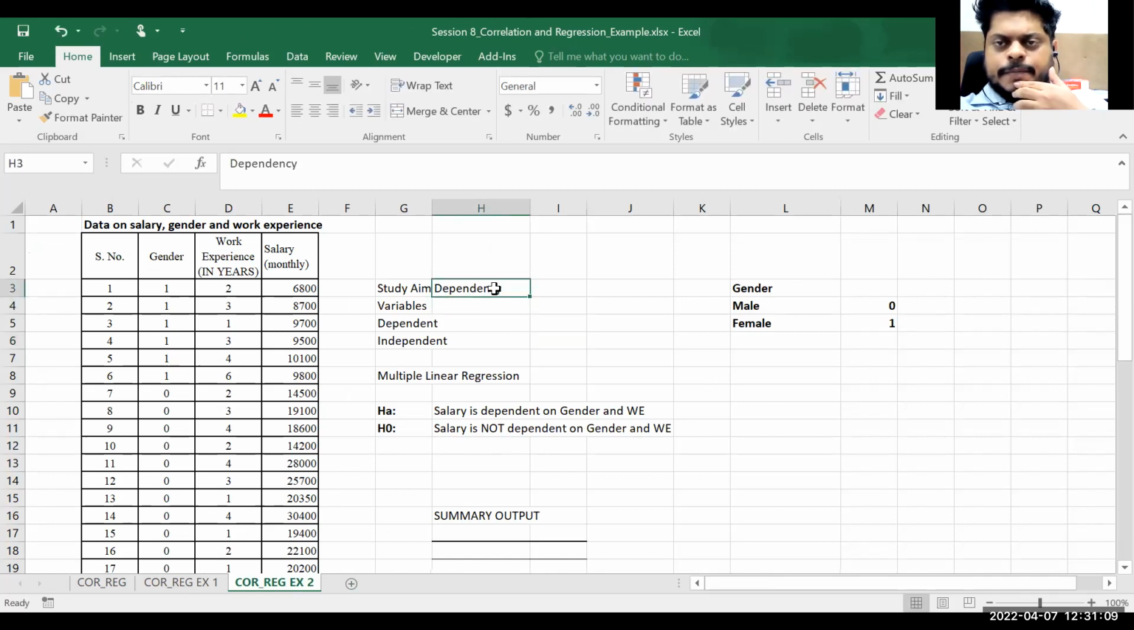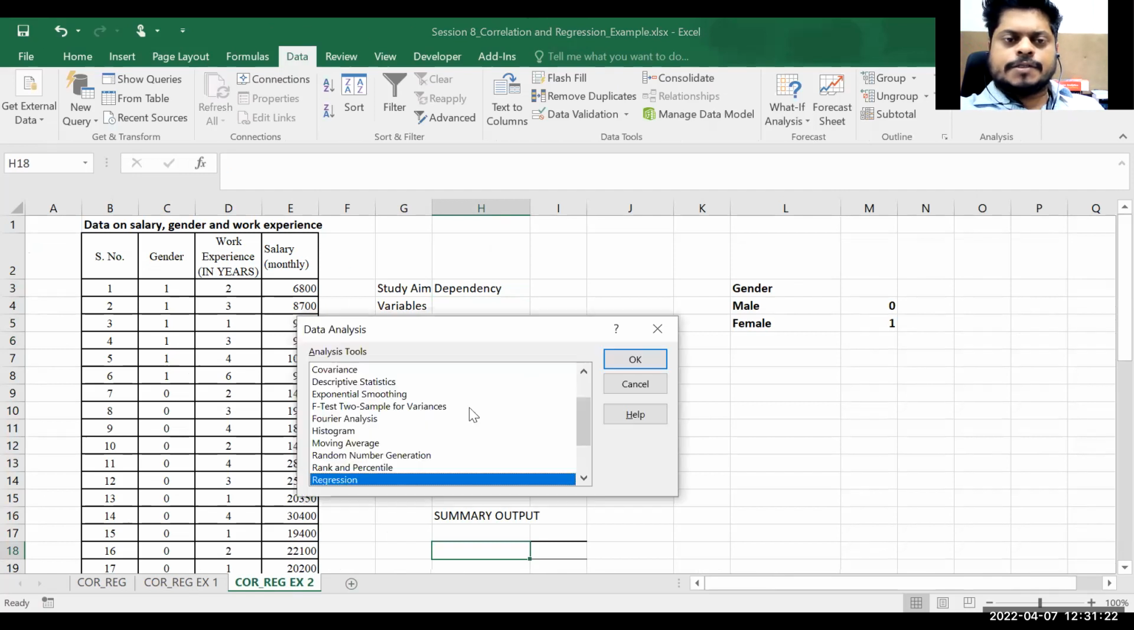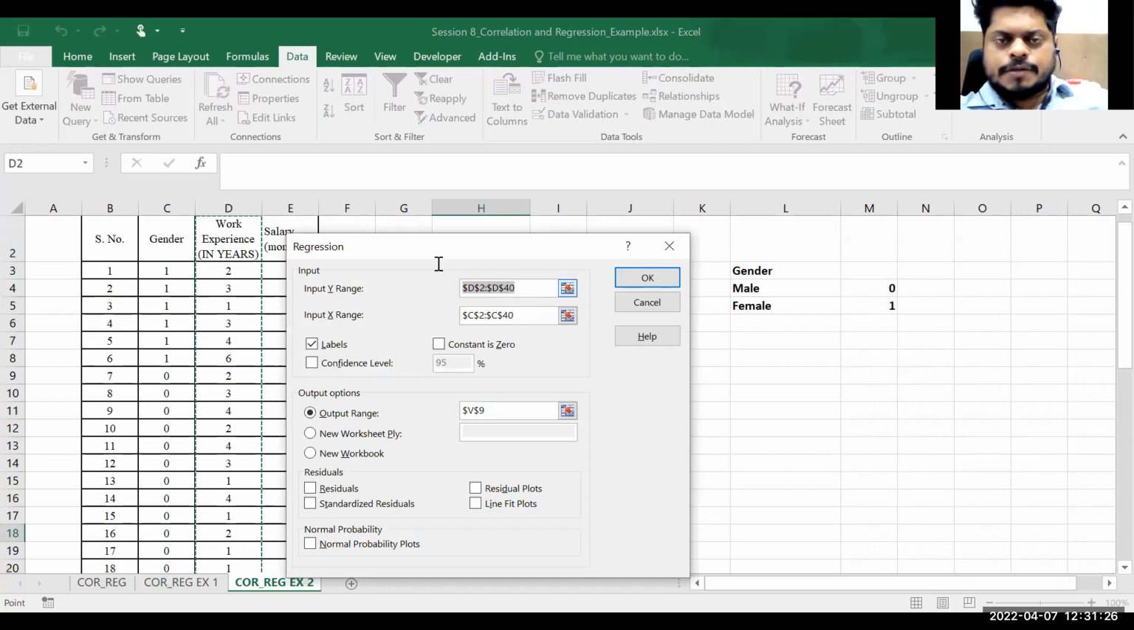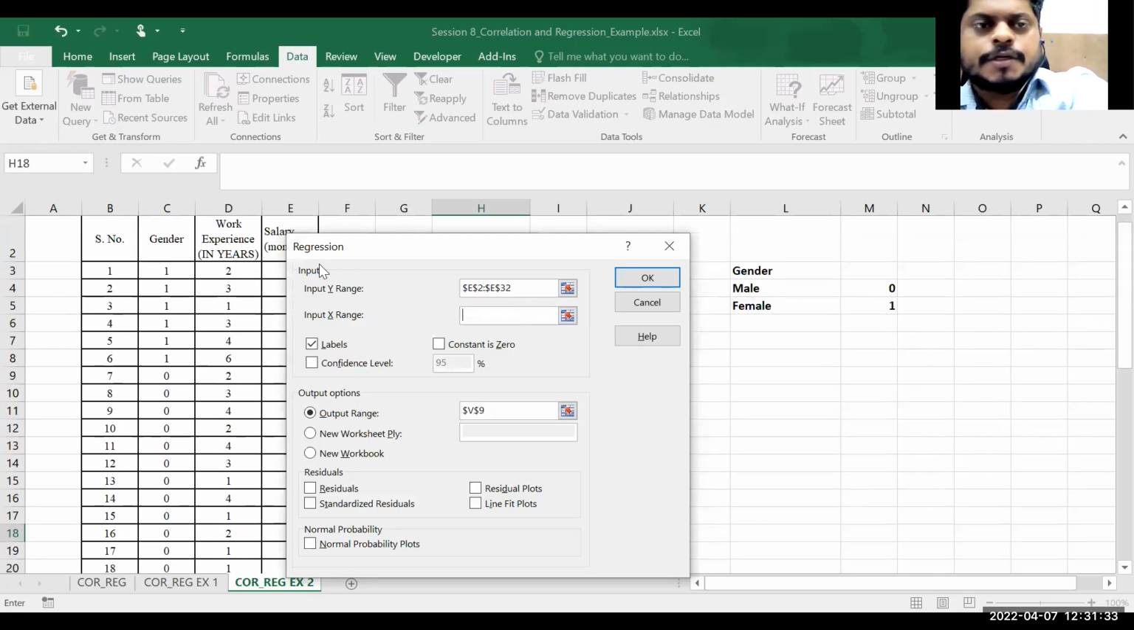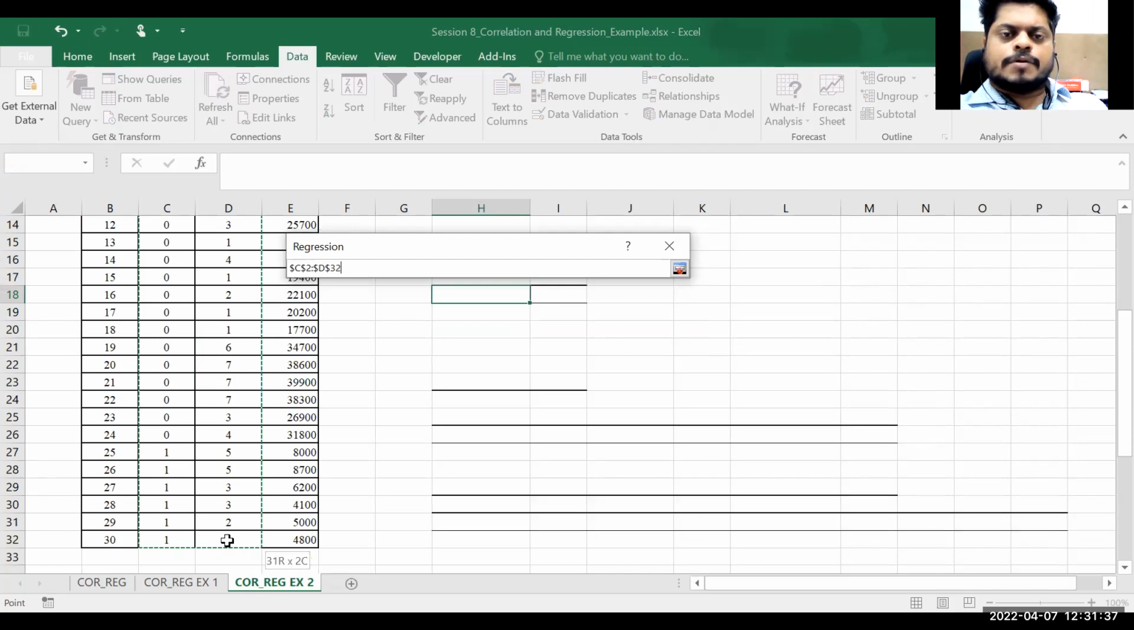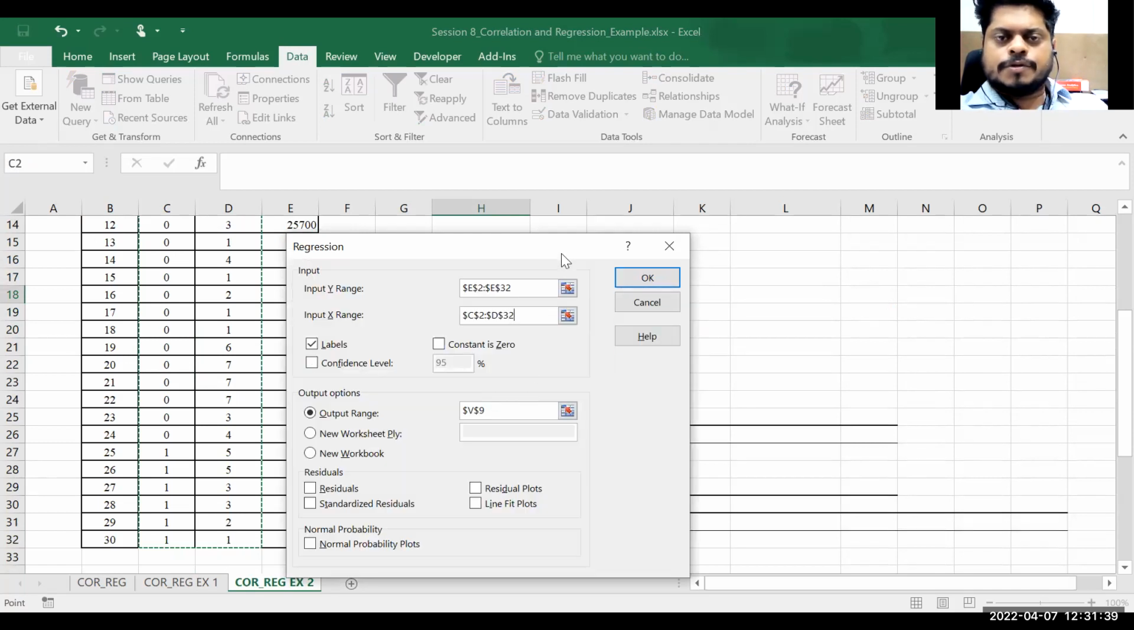So study M, you can write dependency of salary over gender and work experience. Variables 3. One is dependent, that is salary. Independent are work experience and gender. Now, if I'm building a regression model, data analysis, regression, this is my Y value, salary, and this is my input X range, that is gender and work experience. Okay, I put labels.